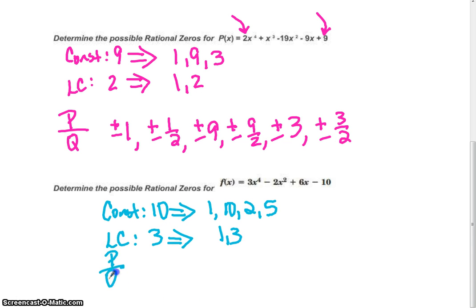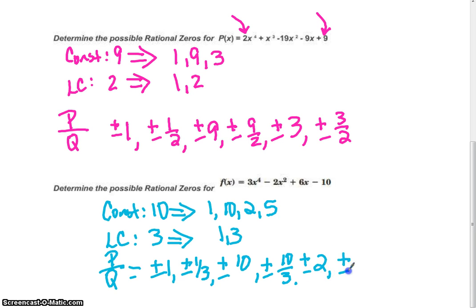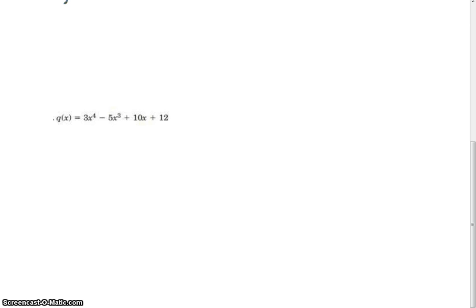So p over q, which means your possible rational zeros, will be plus or minus 1 over 1, which is 1, plus or minus 1 over 3, plus or minus 10 over 1, which is 10, plus or minus 10 over 3, plus or minus 2 over 1, which is 2, plus or minus 2 over 3, plus or minus 5 over 1, which is 5, and plus or minus 5 over 3. And you're done with that problem. Go to the next page. I'm easing you into it. I'm just helping you figure out how to find what p over q is.